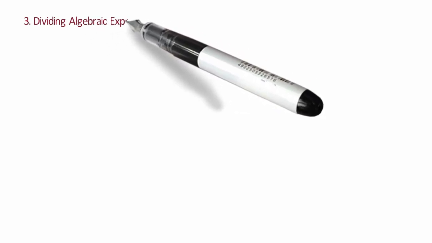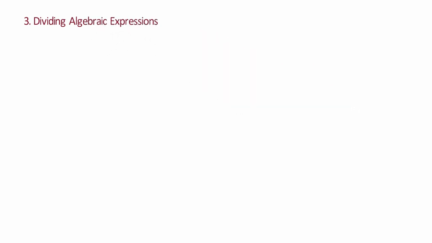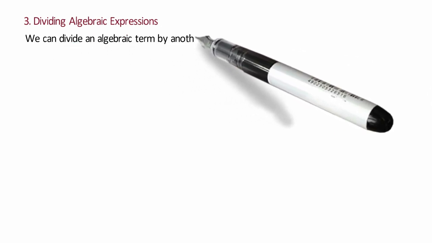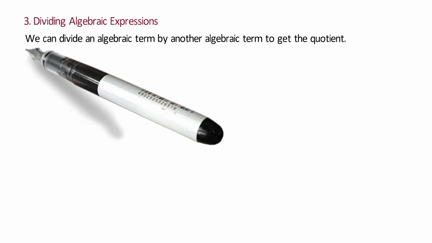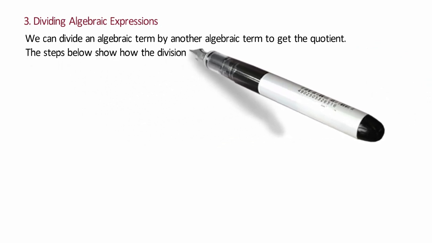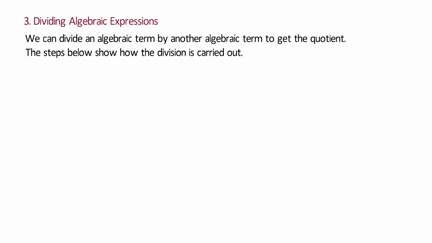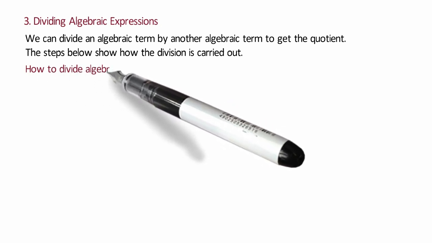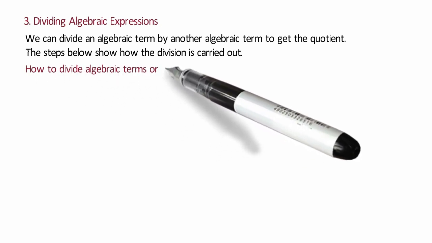Dividing algebraic expressions. We can divide an algebraic term by another algebraic term to get the quotient. The steps below show how the division is carried out. How to divide algebraic terms or variables.